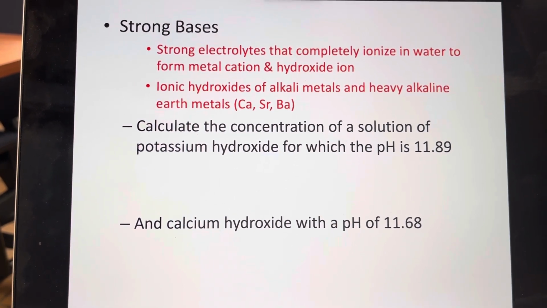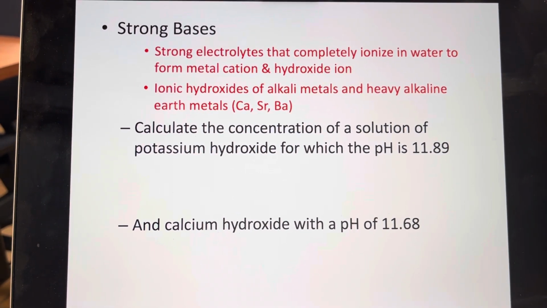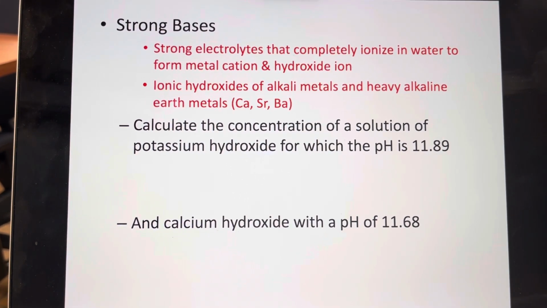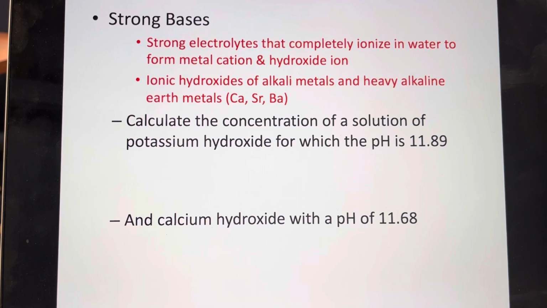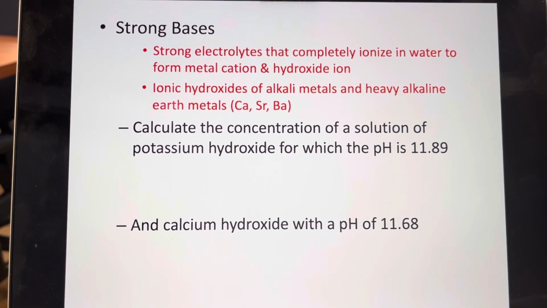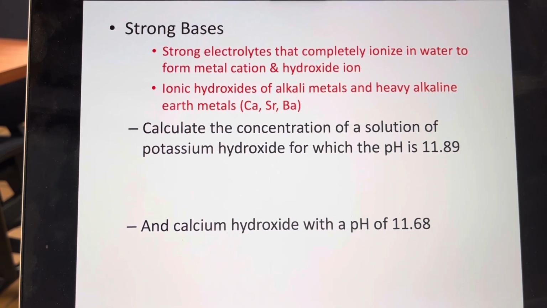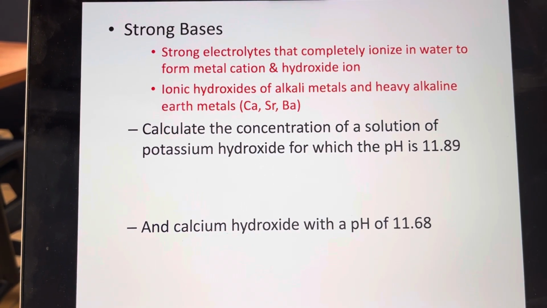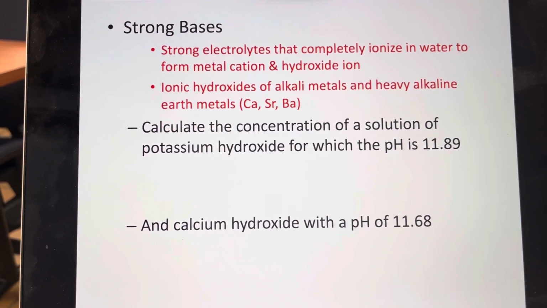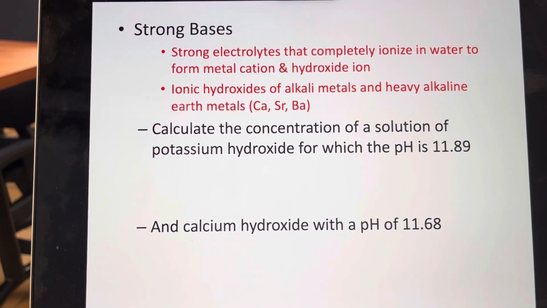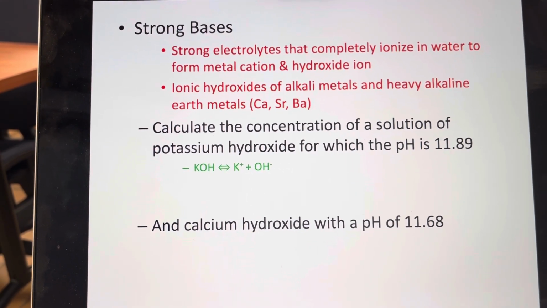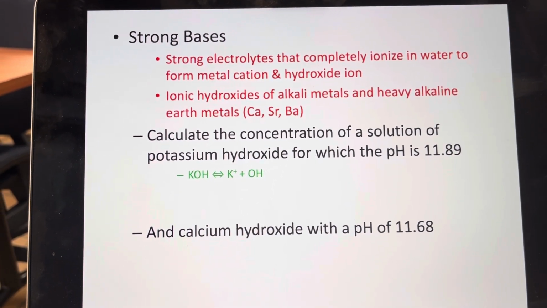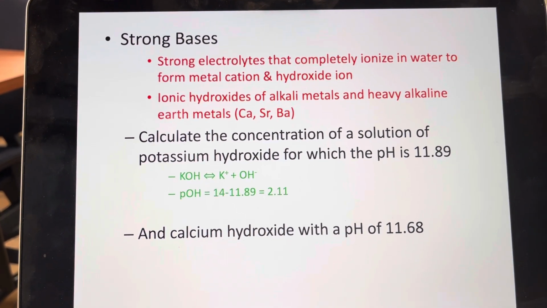So we calculate concentrations the same way we do with pH for acids. It's just here, when we're dealing with a base and we have pH, we've got to do that extra step. So we have the pH of potassium hydroxide of 11.89. If we're trying to figure out the concentration, here's the reaction. So it's 1 to 1, and again 100% dissociation.